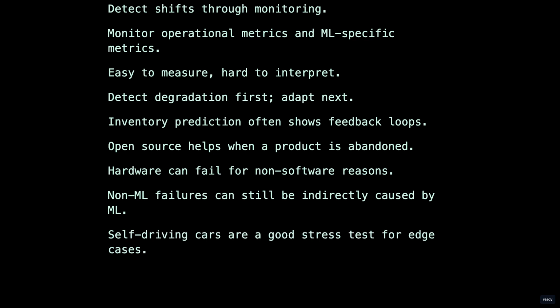Autonomous driving pushes the idea of edge cases into the open because rare situations matter a lot when the system is operating in public. A small number of unusual events can dominate the risk profile, so long-tail behavior becomes central.